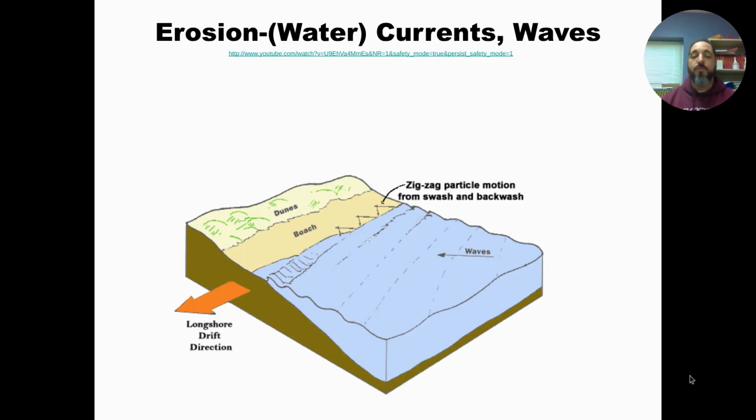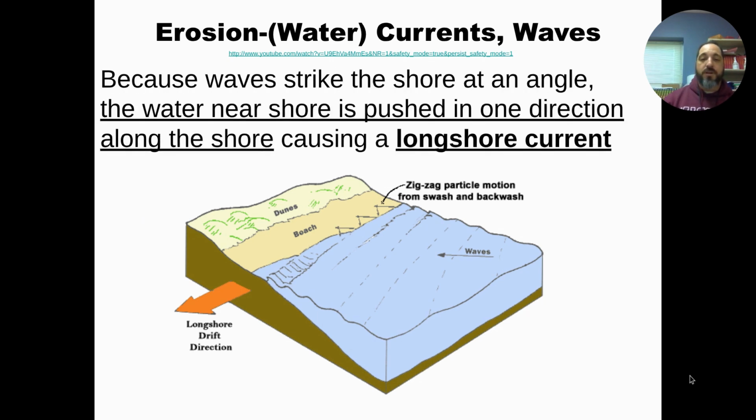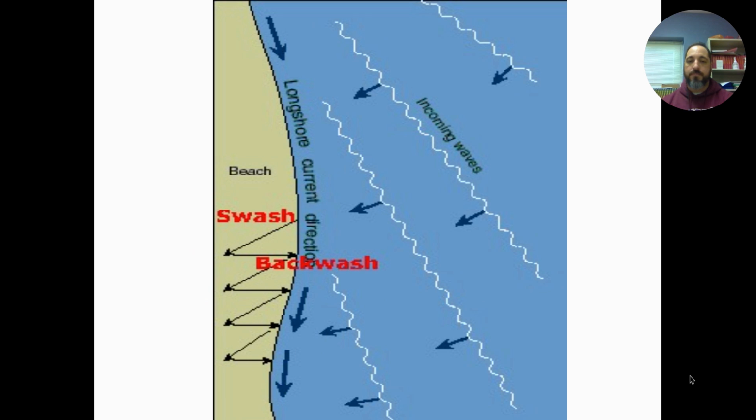All right, let's talk about erosion, water currents, and waves. So, because waves strike the shore at an angle, the water near the shore is pushed in one direction along the shore. This causes a longshore current. So, sediment is going to be moved in one direction down the shore.